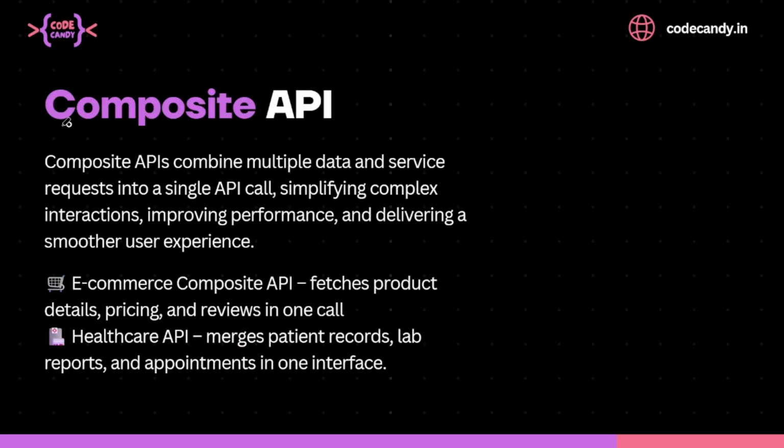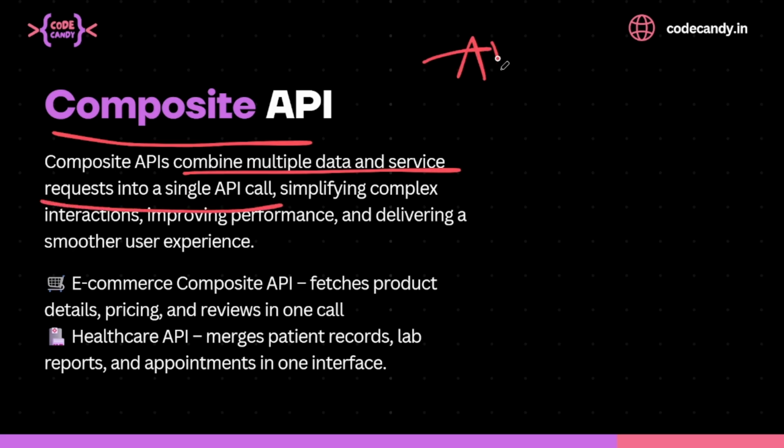Next is Composite API. As I discussed previously, it combines multiple data service requests into a single API. Suppose I am hitting, see, here I have given an e-commerce composite API. It will fetch product details, pricing, and reviews in one call.